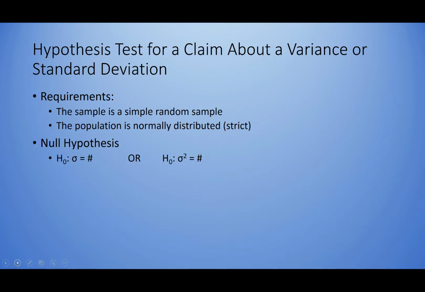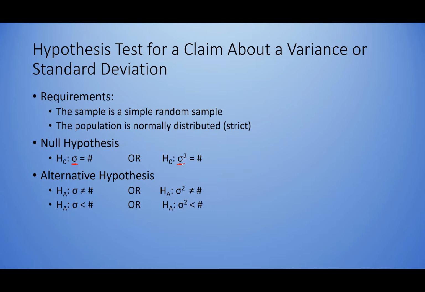Okay, our null hypothesis is the same setup that we've had previously. Notice the symbol that we are going to use here is going to depend on if we are testing a standard deviation. We would use our symbol for population standard deviation. Or if we're going to be testing a variance, then we would use our symbol for population variance. Our alternative hypotheses are still going to have the three options that we have had previously. So we could be testing for not equal, we could be testing if it's less than, or we could be testing if it's greater than.